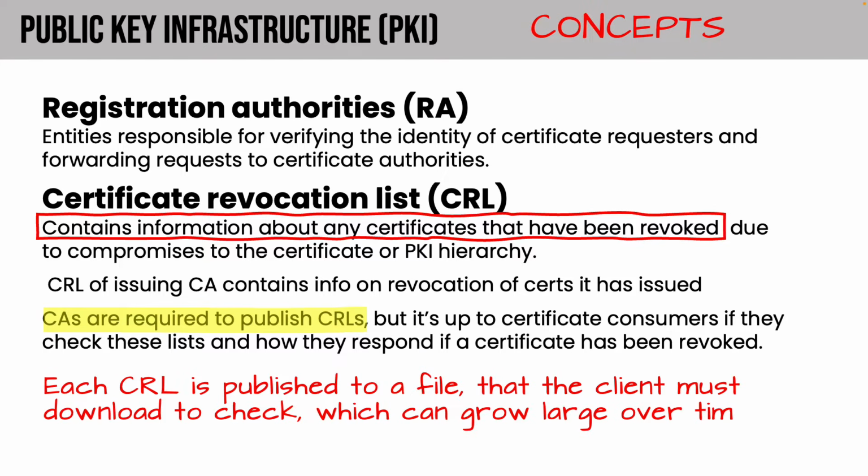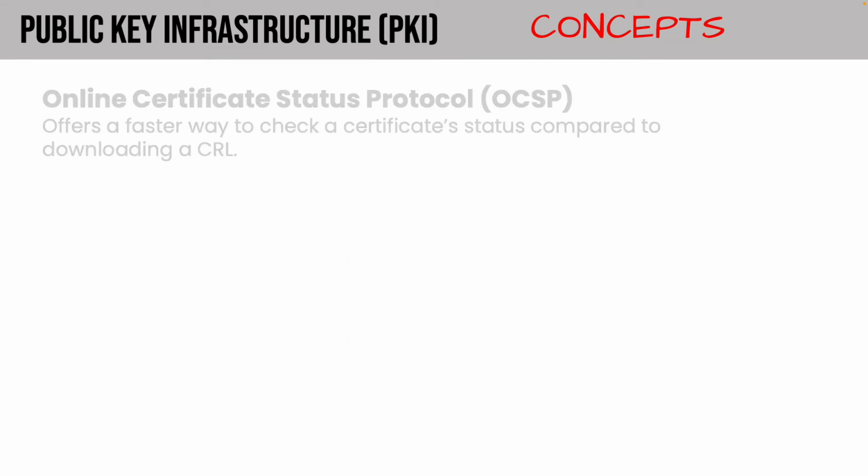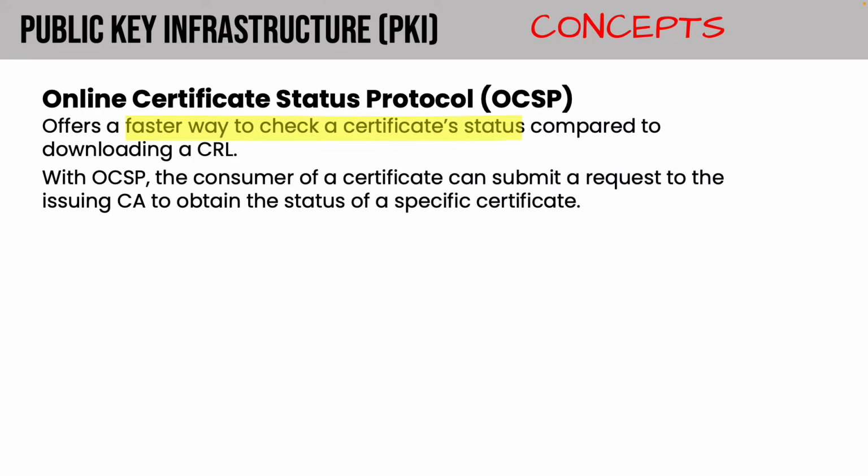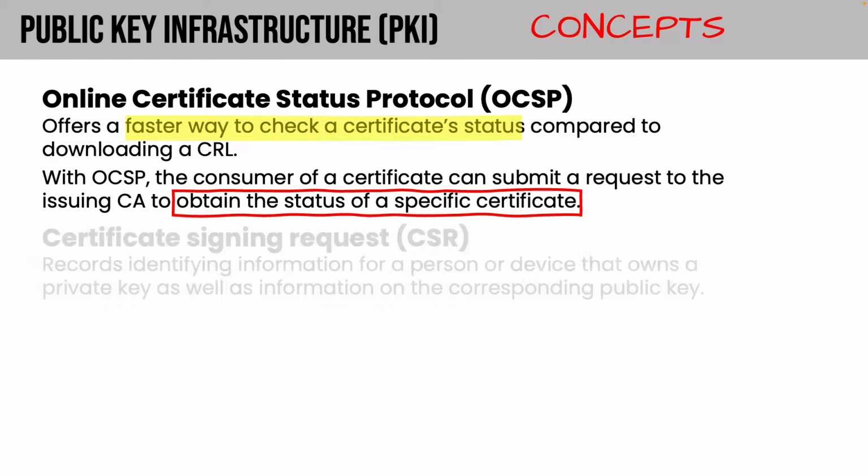Each CRL is published to a file, and the client must download that file, which in some high-use, high-traffic scenarios can grow quite large over time. And that's where the Online Certificate Status Protocol, or OCSP, comes into play, because it offers a faster way to check a certificate's status compared to downloading that CRL file. So with OCSP, the consumer of a certificate can submit a request to the issuing CA to obtain the status of a specific certificate. Quicker, easier, less bandwidth consumed.